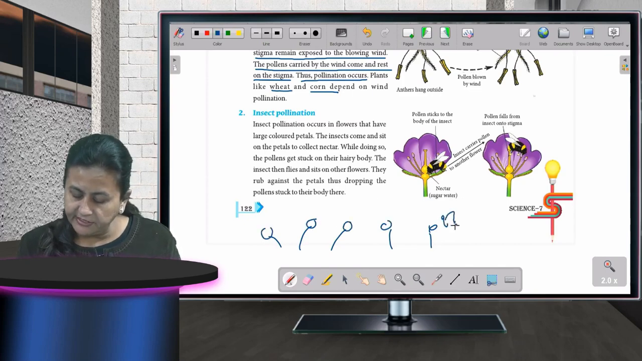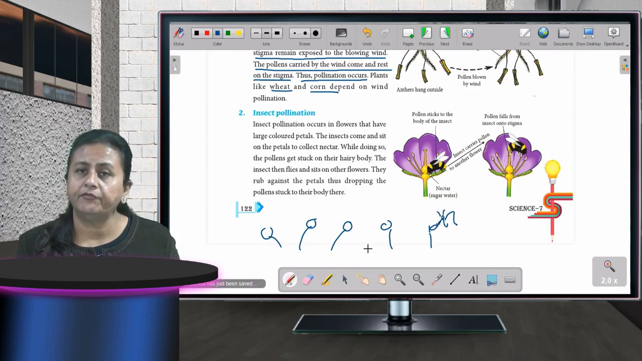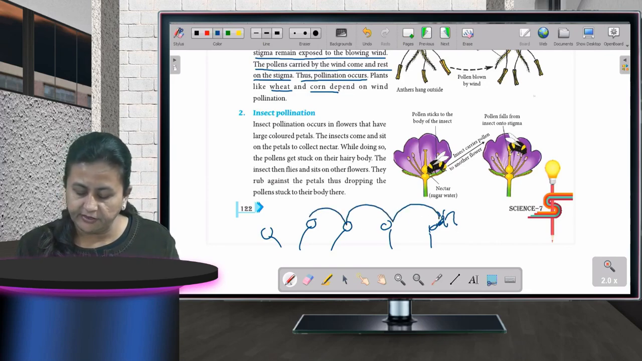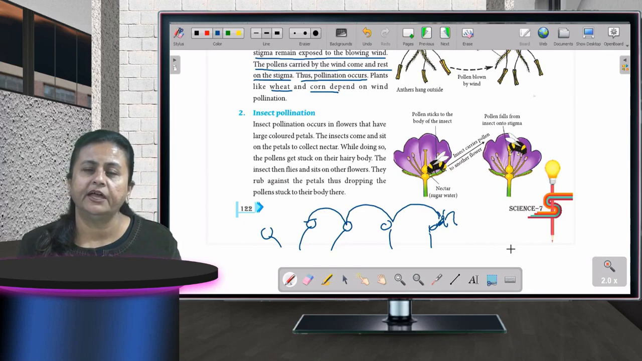The butterfly is sitting on it. Once the butterfly sits on the flower, the pollens get stuck on its body. Now it is going from one flower to the other flower, like this it keeps on going, and what happens, the pollens also get transferred with its body.